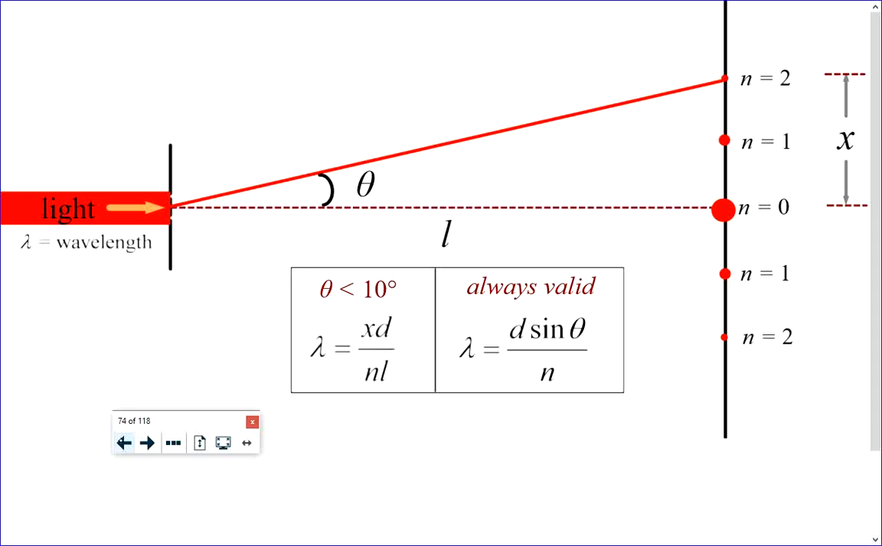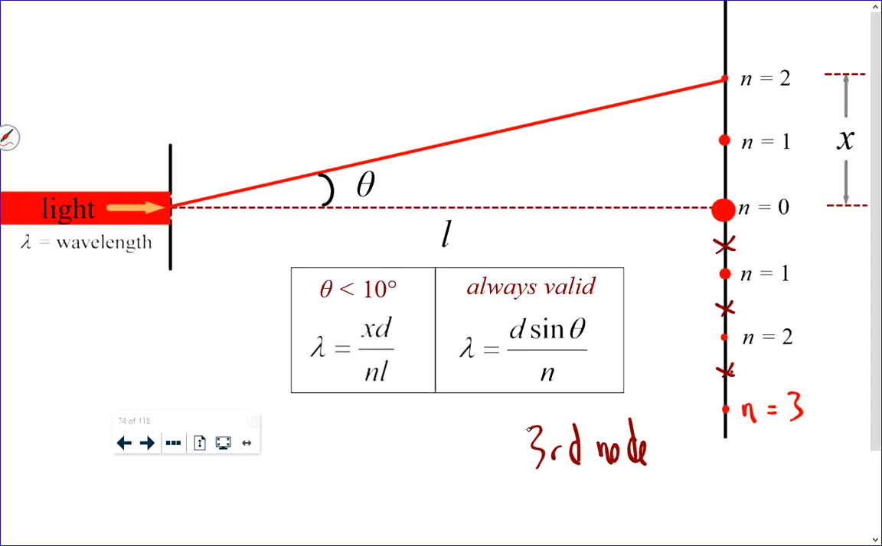If I said that we were going to use the third node, well, here's the first node where there's no light. Here's the second node where there's no light. Here's the third node. Here would be a bright spot that's N equals 3. If we use the third node, you would have to use N equals 2.5.